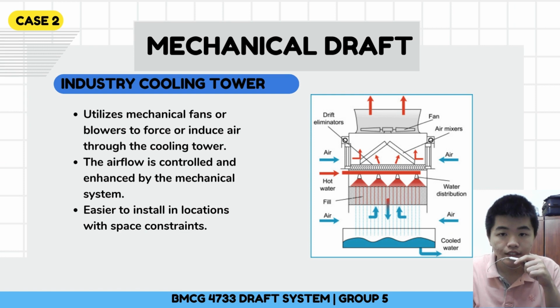For the mechanical draft system, this cooling tower utilizes a mechanical fan or blower to force or induce air through the cooling tower. The airflow is controlled and enhanced by the mechanical system. This type of cooling tower needs higher install cost and energy consumption, but it is easier to install in locations with space constraints and can be more compact and adaptable to various site conditions. Compared to the natural draft system, it has higher performance, so for industries with a larger scale, they need a mechanical draft cooling tower to fulfill the requirement.